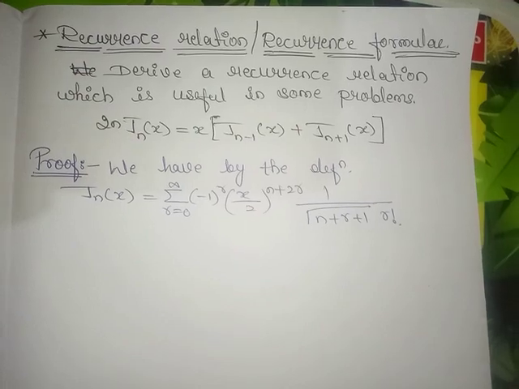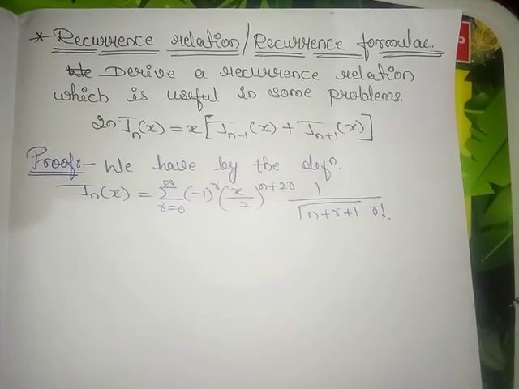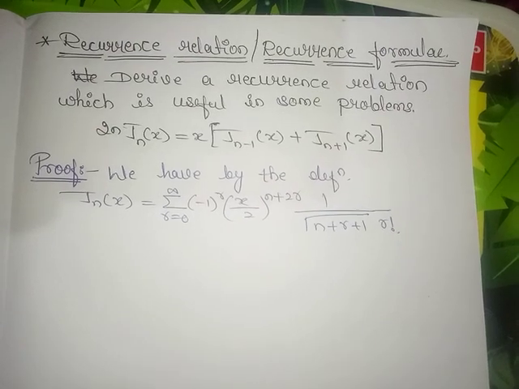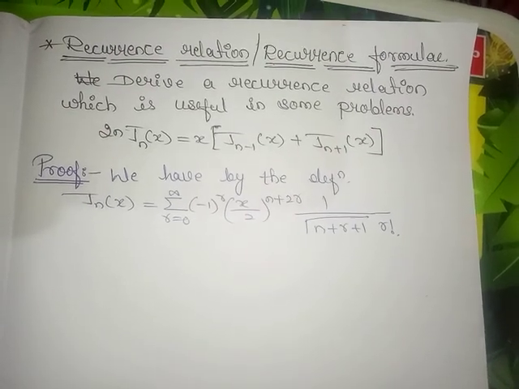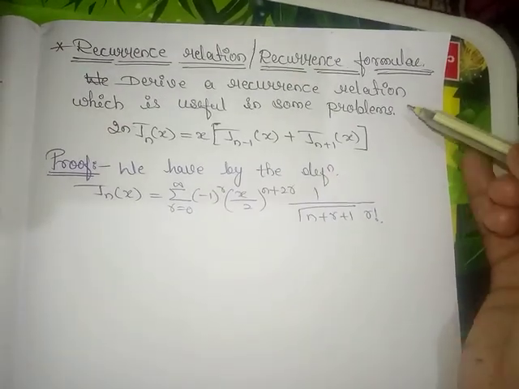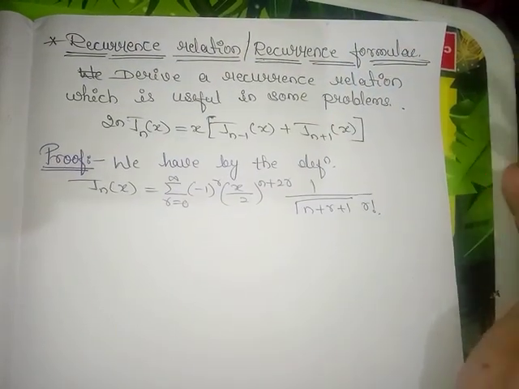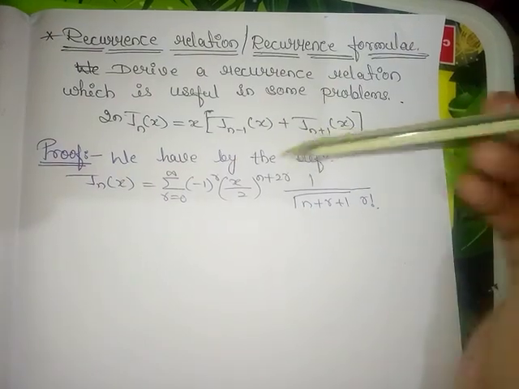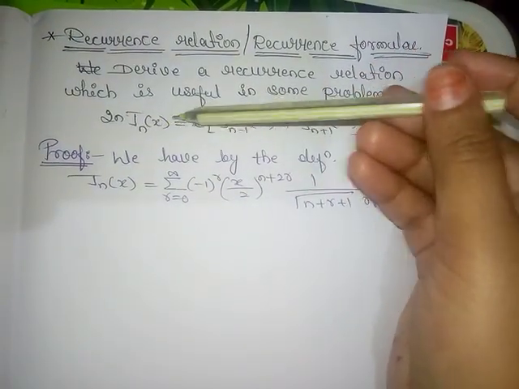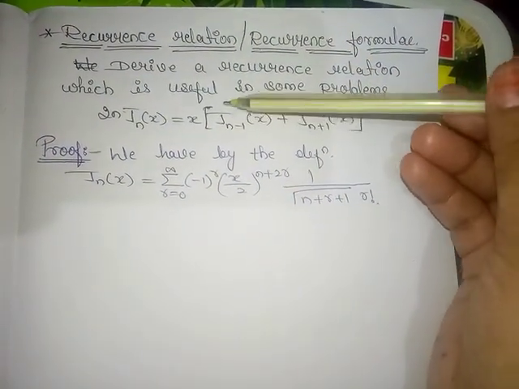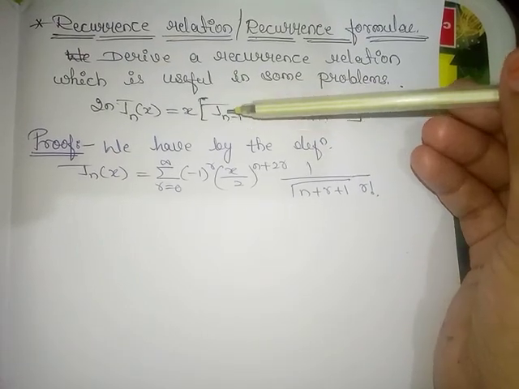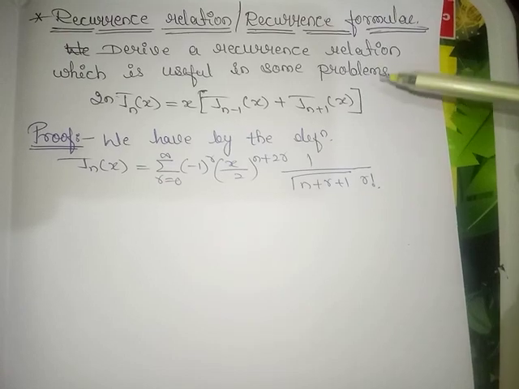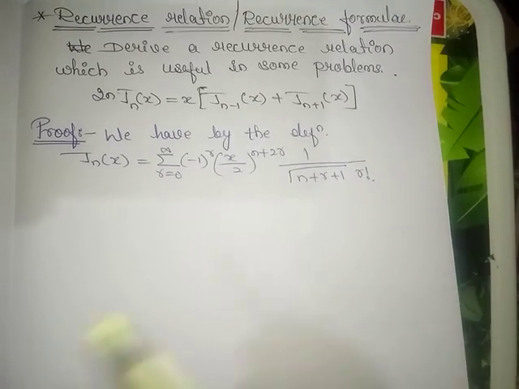Next is the recurrence relation or recurrence formula. Derive a recurrence relation which is useful in some problems. This is a recurrence relation which is very helpful while we are solving the examples. The relation is 2n Jn of x is equal to x into (Jn minus 1 of x plus Jn plus 1 of x). This is the relation we have to derive here.